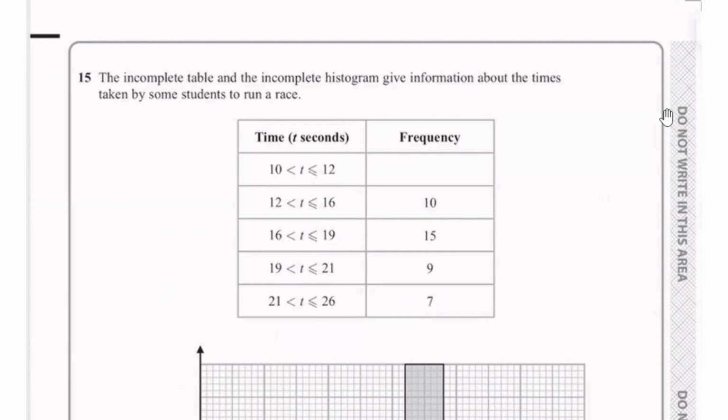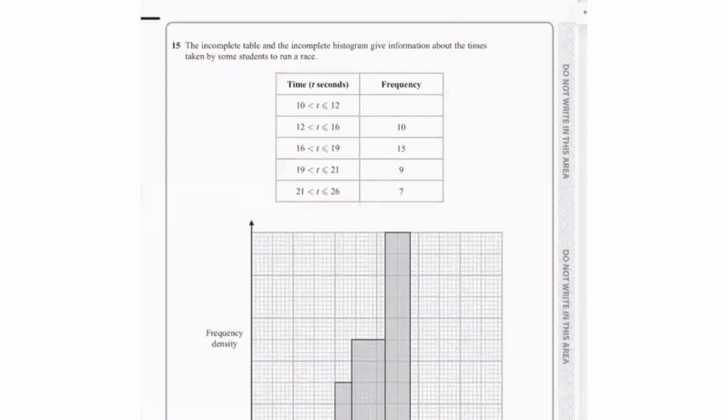They've given us the frequency for the intervals 12 to 16, 16 to 19, 19 to 21, and 21 to 26. We don't have the frequency for 10 to 12. So if we write the values for the frequency first, because we need to find the frequency density to find the frequency for the first interval. So that's 10, 15, 9, and 7.